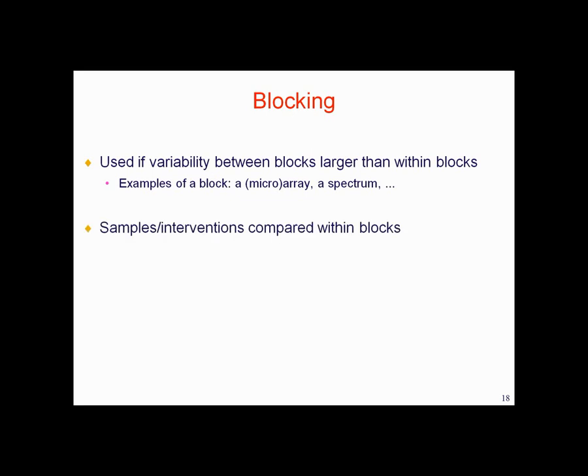Okay. So the idea is to compare samples or interventions within the blocks, so that the comparison of conditions or samples is not done across the blocks and is not subject to the between-block variability. It is done within the block, so you can actually remove the between-block variability from the comparison of your samples or your conditions, right?